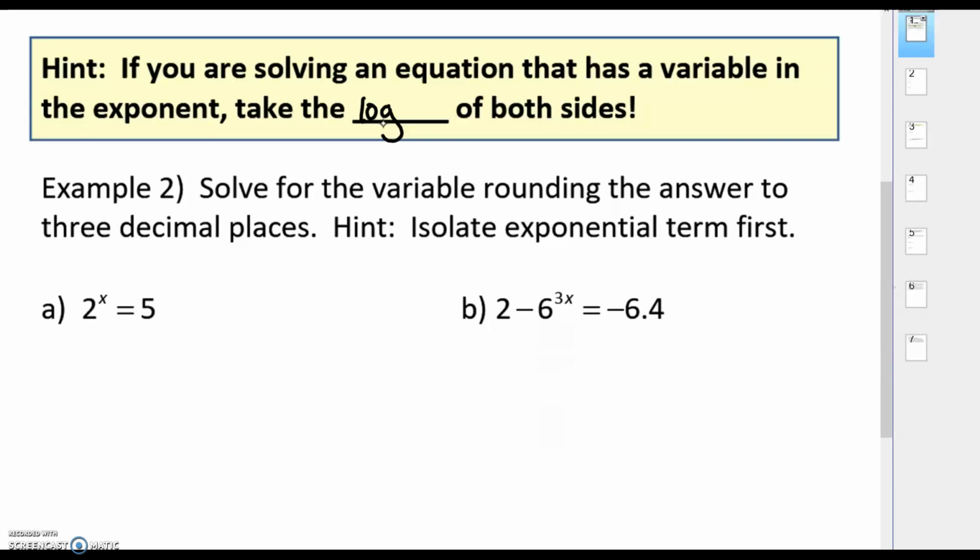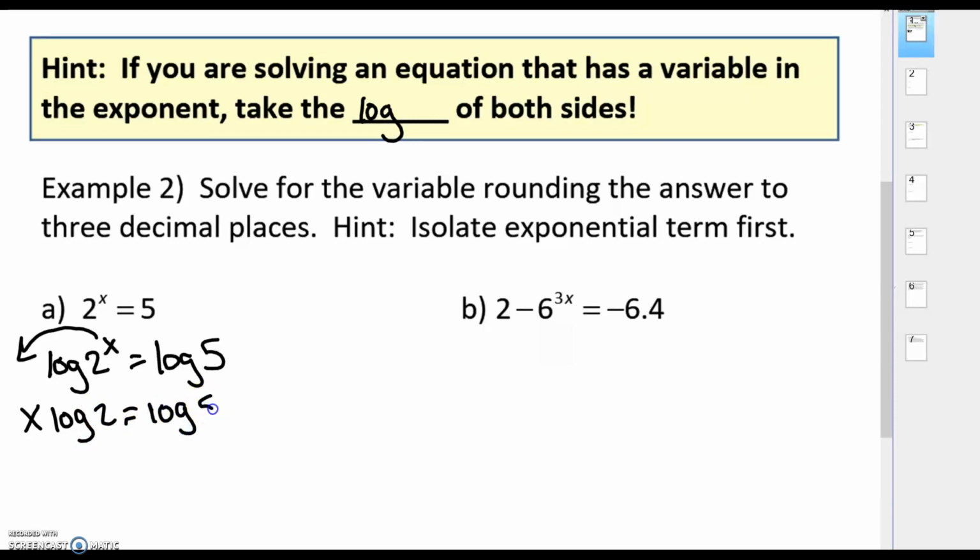So let's take a look at this equation we just had. 2 to the x equals 5. Well, what I'm going to do is take the log of both sides. Log of 2 to the x equals log of 5. And what I'm now able to do is this x can come to the front and become x log of 2 equals log of 5. And then we just divide. x equals log of 5 over log of 2.